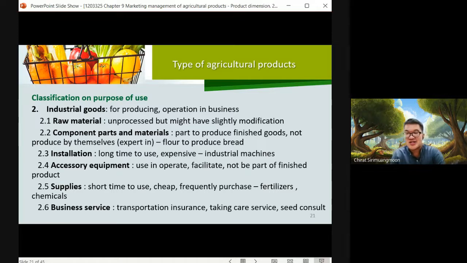The last one is business service. Business service is the service that helps with running the business, like transportation, insurance, and consulting for any product situation. So this is industrial goods.